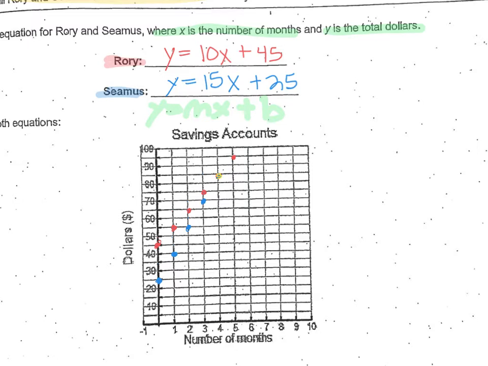And if I look at that, that's at 4 months and at $85. So the point of intersection here is (4, 85). And then just to finish my graph, I would make sure that I have this line and this line. Okay, and so now let's finish out the rest of the questions.